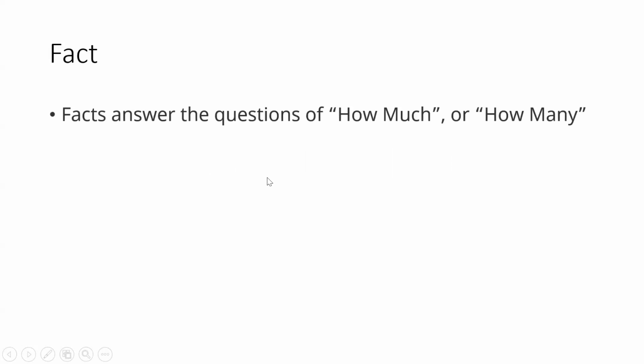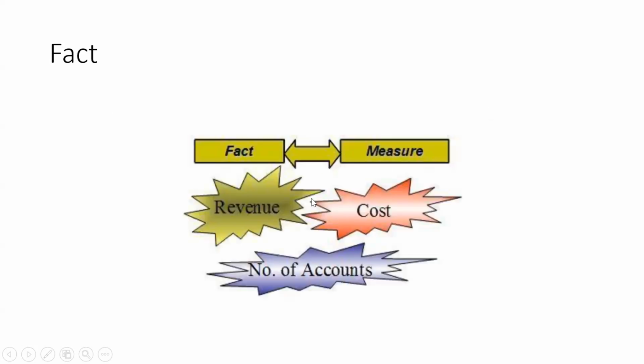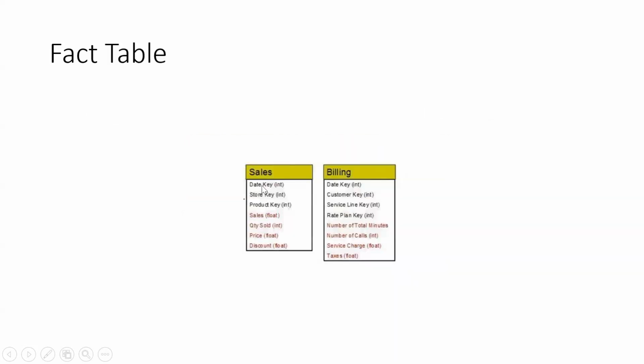So fact means it can be quantifiable. How much, how many, those can be answered by fact. So those are facts, revenue, cost. And when we are putting all those facts, it's called a fact table. Apart from facts, we are having those kind of foreign keys. Okay, I mentioned those topics yesterday as well. I'm just recapping this thing of fact and dimension.